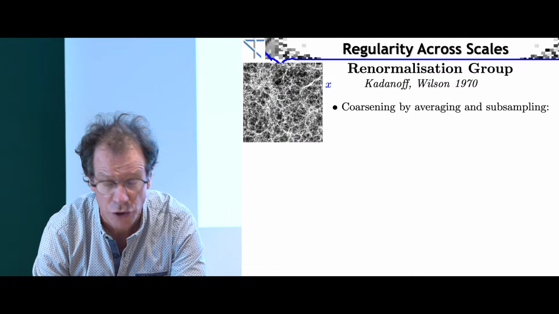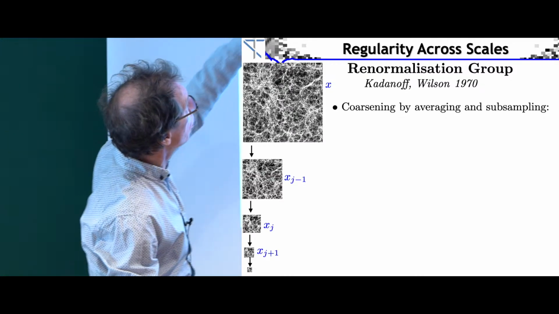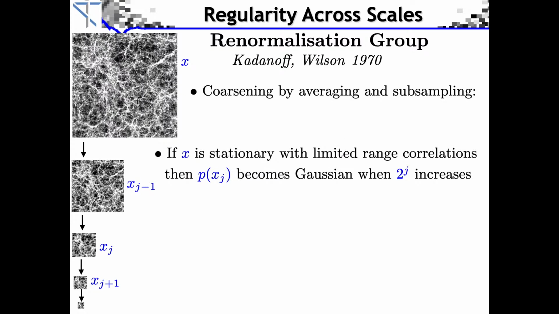This is a cosmic web in cosmology at different scales. To do so in the Kadanoff picture, you average, subsample, and so on. So you obtain a field at different resolutions by doing so. And then the idea is to look at the probability distribution of each of these fields.